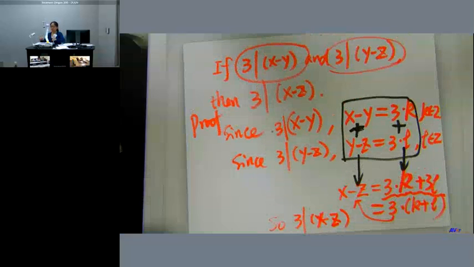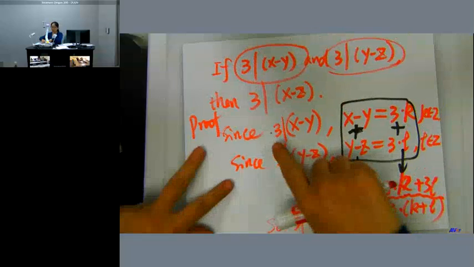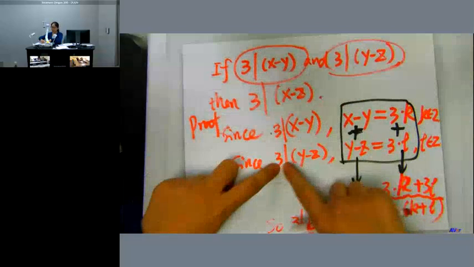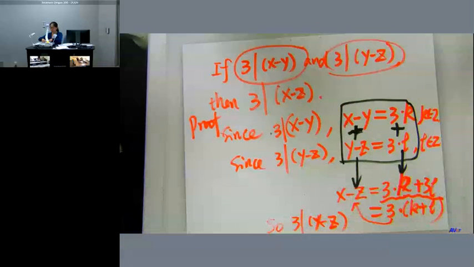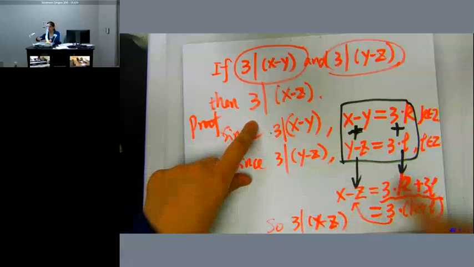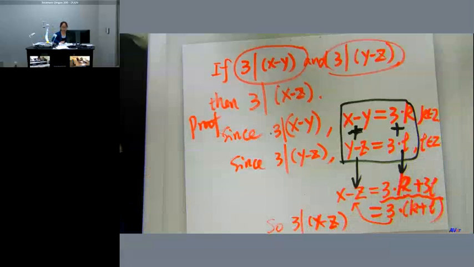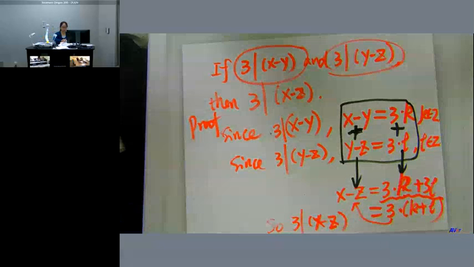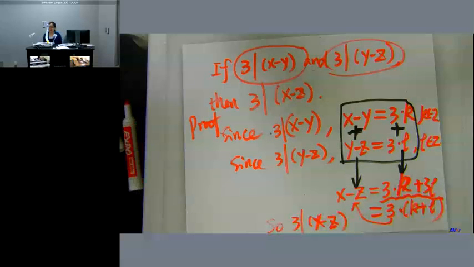So we proved, if you tell me 3 divides x minus y and 3 divides y minus z, I can prove 3 divides x minus z. So that's the proof. And we learned how to do that before the second exam, divisibility. It's actually a very easy practice problem on divisibility. Okay, do you have any questions?